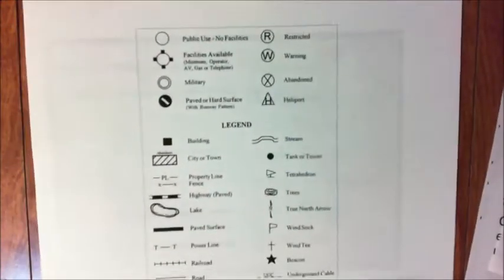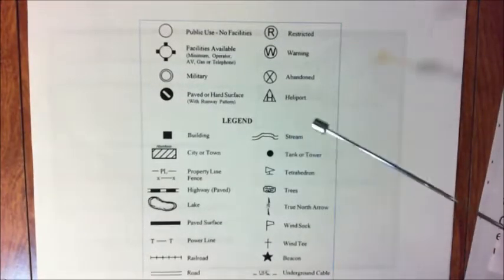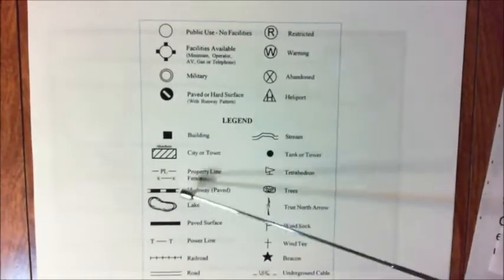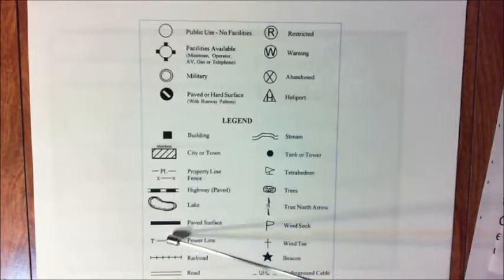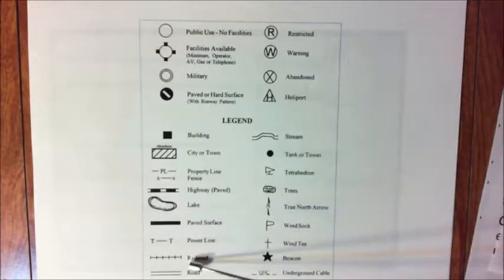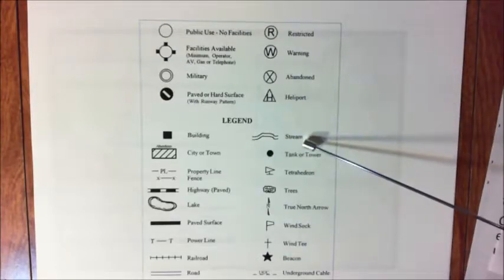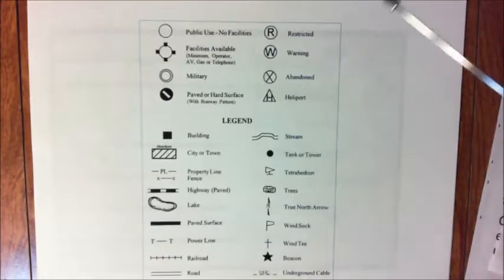Now here, when I look at this, the only one that I could possibly maybe interpret on my own is that this looks like a lake. These are some kind of highway or road. That's a railroad. And there's a stream. But look what the codes mean.